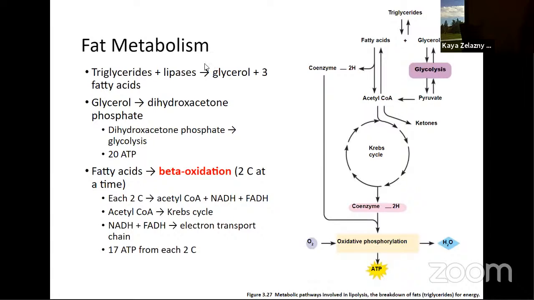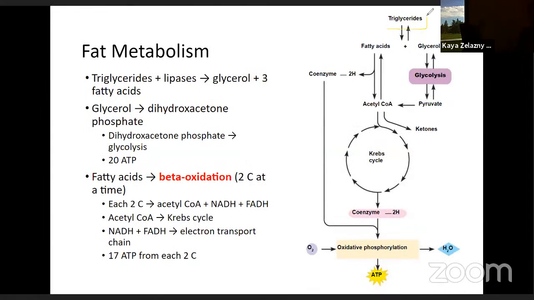So in order to process our fat and turn it into energy, we're going to have a couple steps here as well. So we're starting with a triglyceride here, right? So a fat. And the first thing we're going to do is rip that glycerol, that backbone, off from our fatty acids, and separate them. The enzyme that would do this is called a lipase.